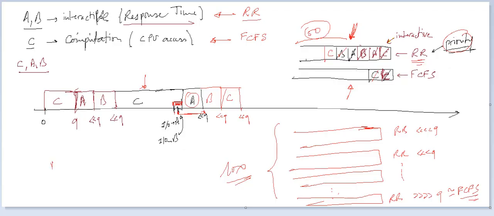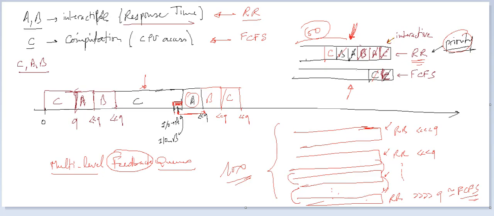Okay, and this is what we call multi-level feedback queues. The multi-level, obviously, you've got many levels of queues, 100 levels of queues or whatever. And the feedback is because the queues exchange processes: one process goes from this queue to this queue, or the other way around. So that's why we call them multi-level feedback queues.